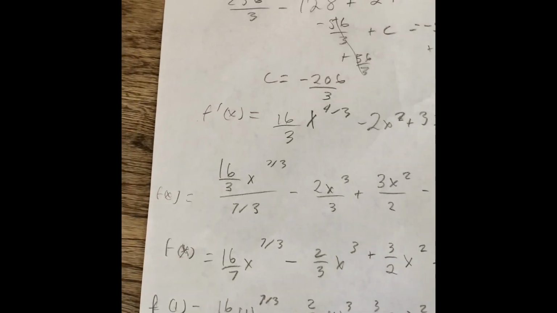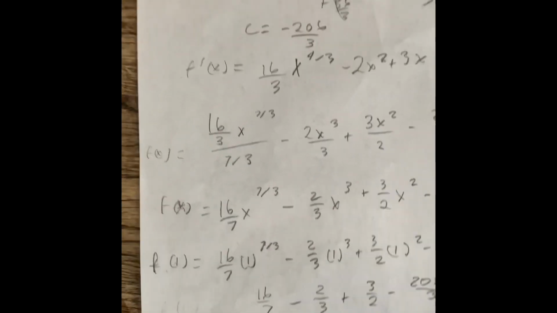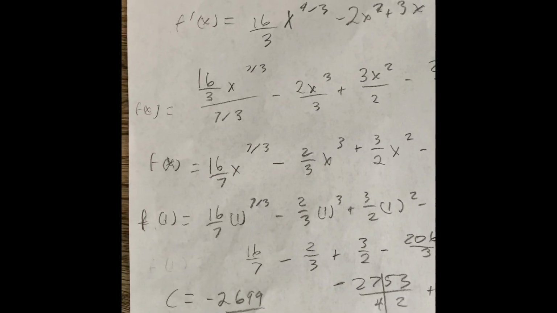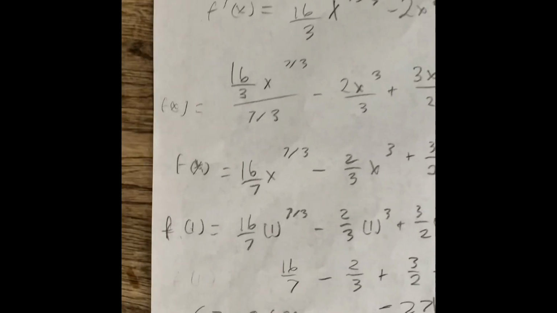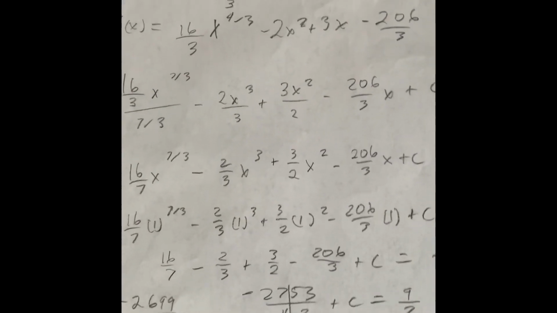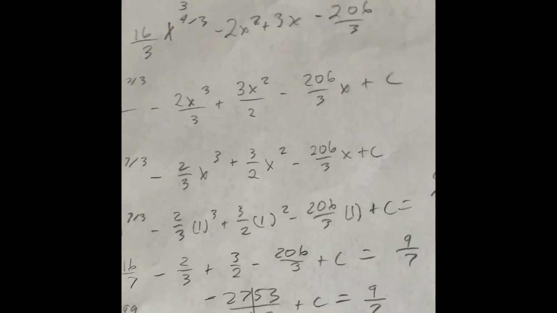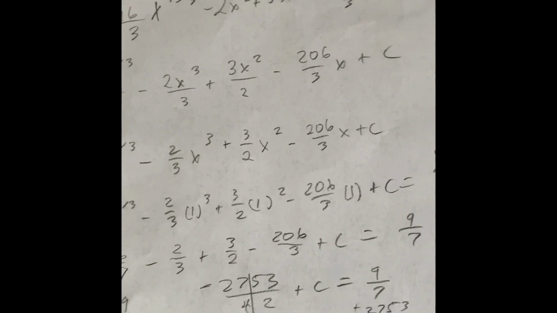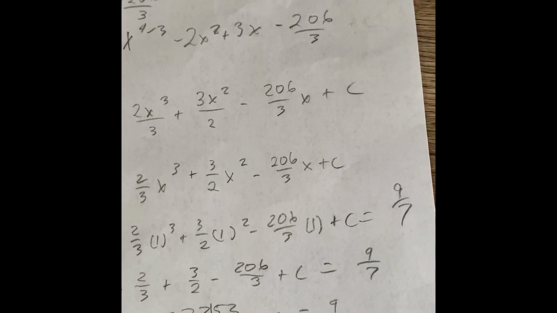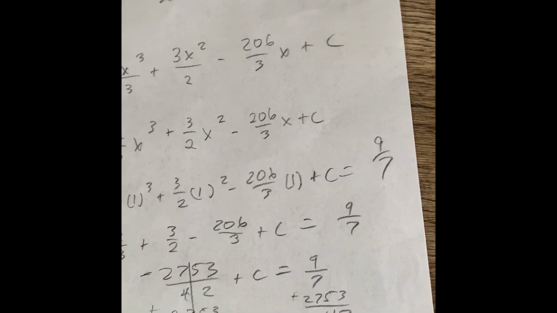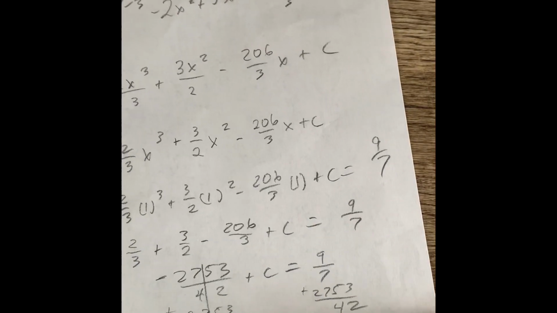And then since it was asking for what the function is, we could just plug in that for c in the final equation, so the function would be f of x equals 16 over 7 x to the 7th thirds minus 2 over 3 x to the third plus 3 over 2 x squared minus 206 over 3 x minus 2699 over 42.